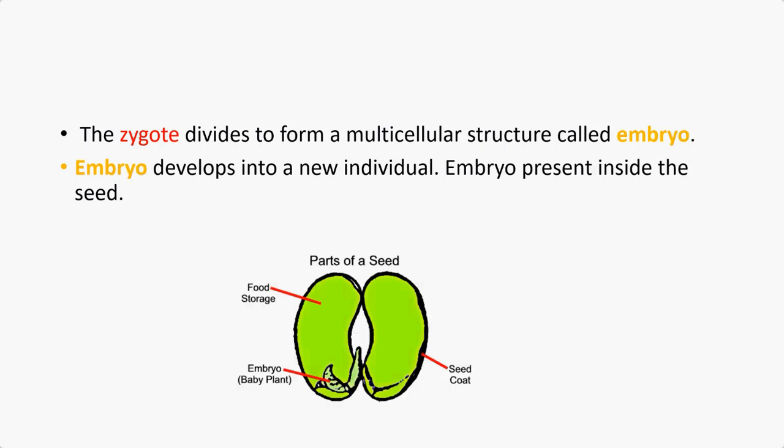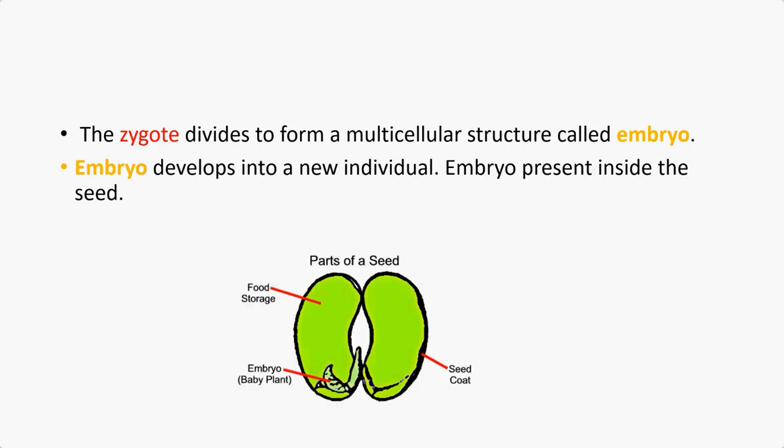Male is coming, and yes, Lakshman, very good. You're correct. That process is called pollination. Through pollination only, the male is coming and the pollen grains are falling on the stigma. That process is pollination.